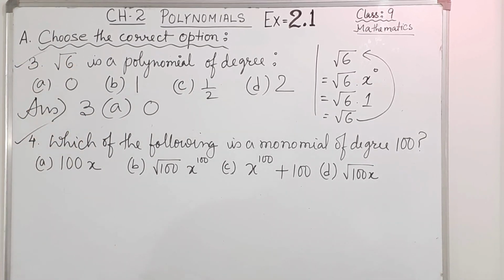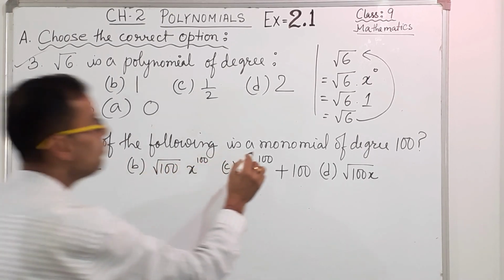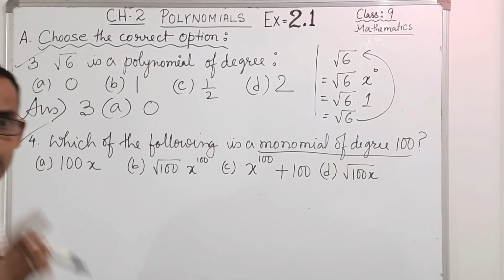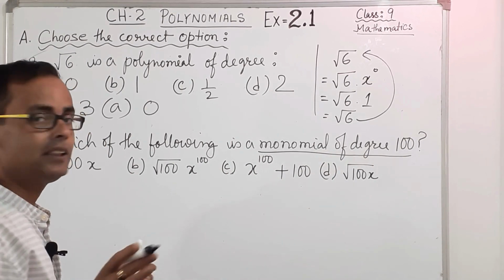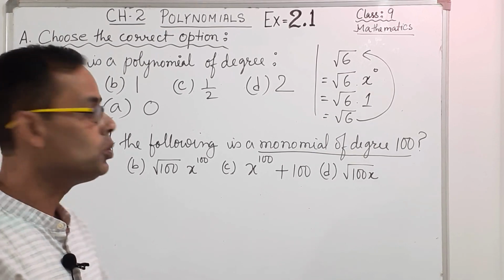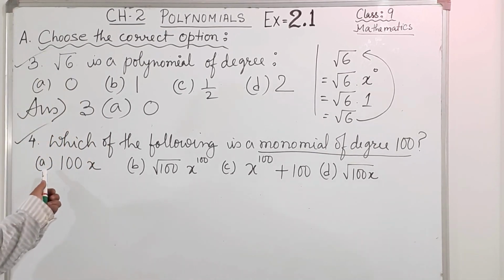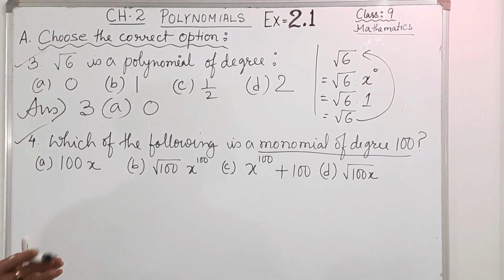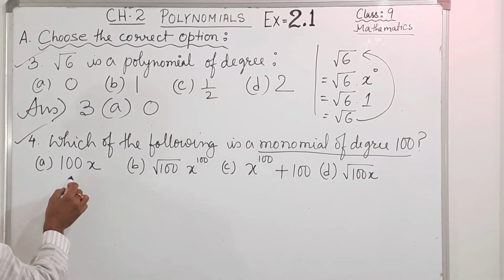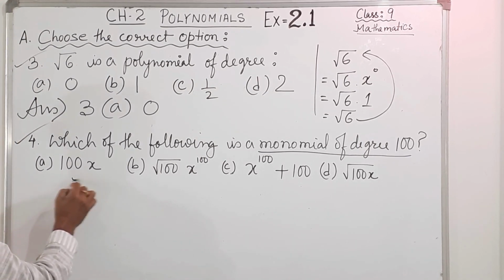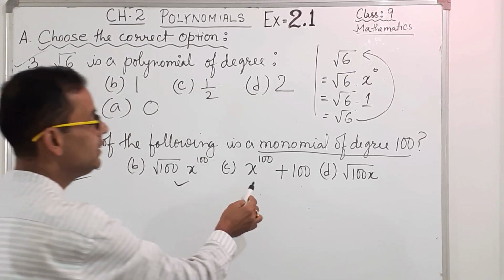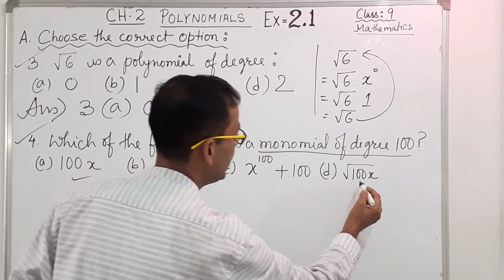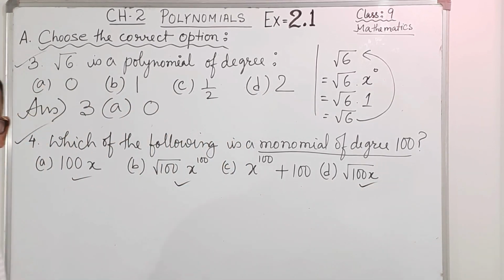Now question number 4. Which of the following is a monomial of degree 100? Now those who don't know the meaning of monomial, I will suggest them to see the part 1 and part 2 I have discussed there. So now A, B, C, D options are there. Monomial, it has to be monomial as well as the degree has to be 100. So you can see here, this is a monomial, this one is a monomial, okay. Now this is also one monomial, clear no? But this is not a monomial, clear no?